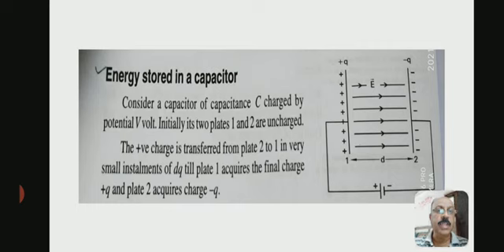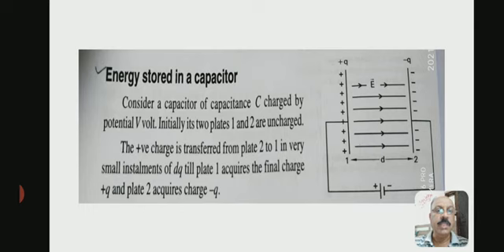One has positive charge plus Q and the other has negative charge minus Q, and they are separated by a small distance d. The positive plate is known as the first plate and the negative plate as the second plate. To these you apply a potential V, and the electric field is given by E.